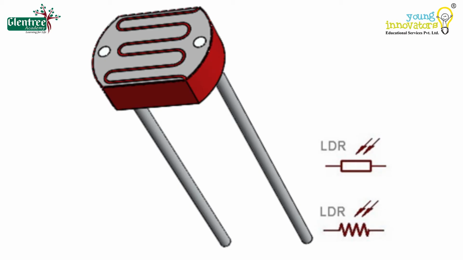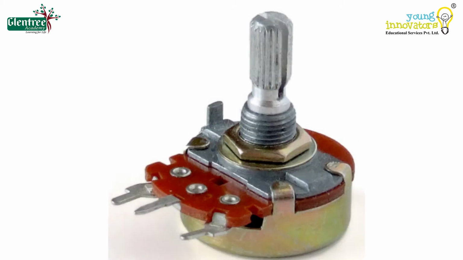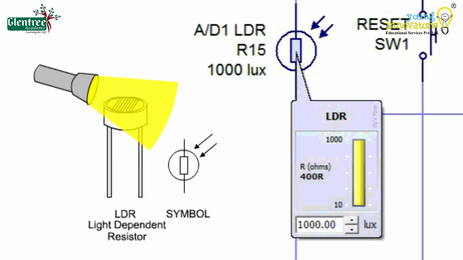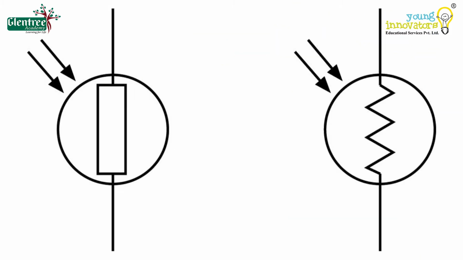A photoresistor or a light-dependent resistor can be defined as a variable resistor that provides the output based on the amount of light that falls on it. It is a type of resistor whose resistance varies inversely with the intensity of light. And to represent this LDR in a circuit, we use this symbol.